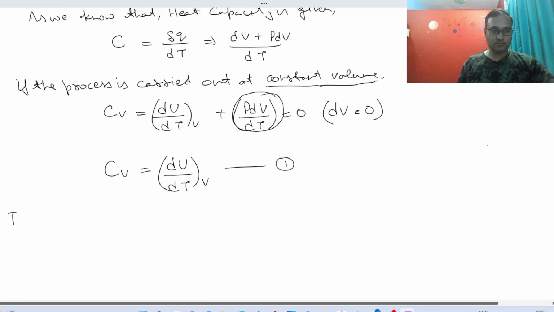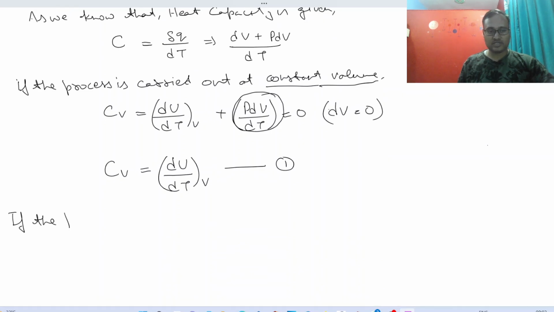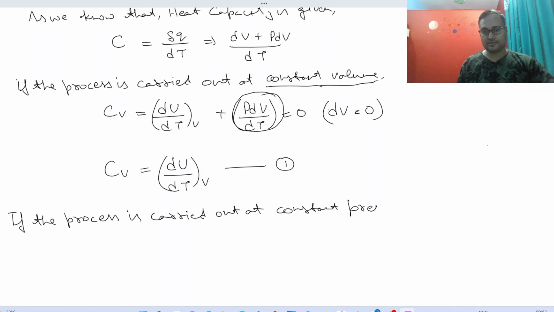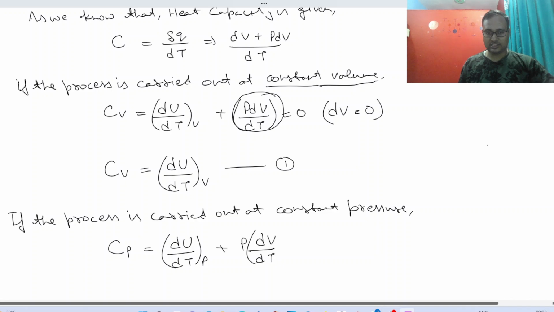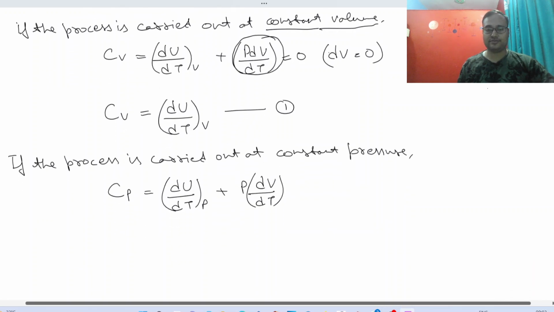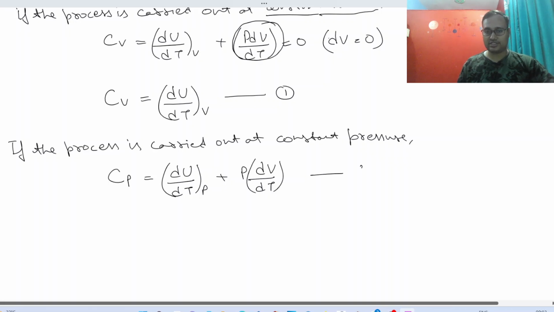Now if we carry out the same process at constant pressure, it can be written as Cp is equal to dU by dT at constant pressure plus pressure, which is constant, times dV by dT, that is the change in volume with change in temperature. Let it be equation number 2.